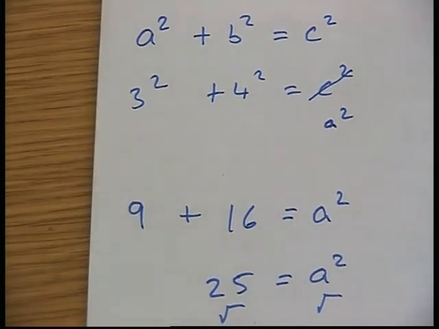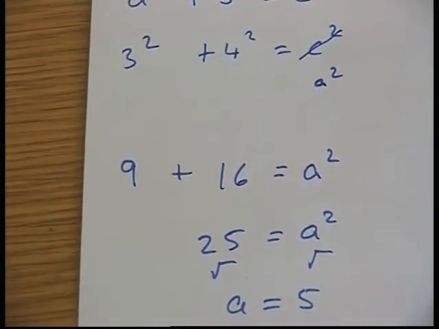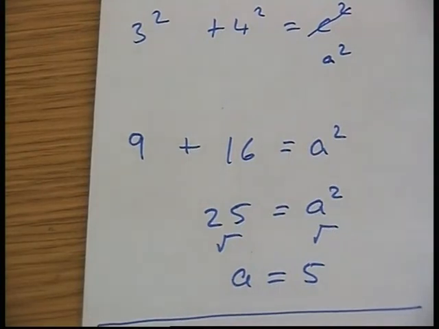Now how do we find out what a is? Well, if we square root that and square root that, we'll get our answer. So if we square root both sides, we'll get the answer. a is 5. Let's just do one more.